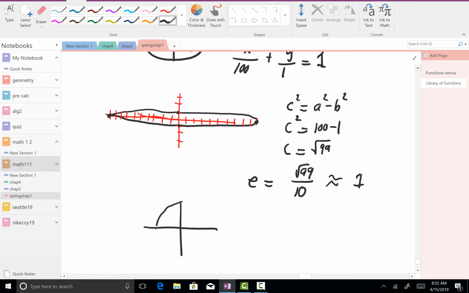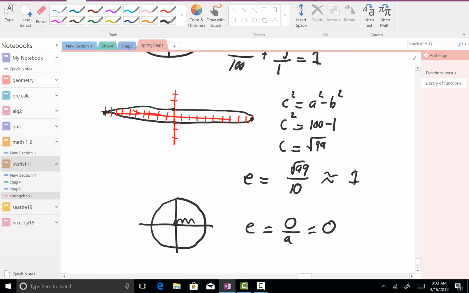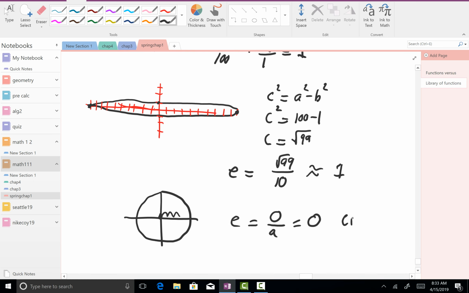On the opposite side of that, if we had an ellipse that was more circular, remember what happened was that we moved that C point so that it was right in here in the middle. So the C actually becomes 0, right? So you would have E is equal to 0 over A, which is 0. So what kind of an ellipse do we get there? That's very circular.